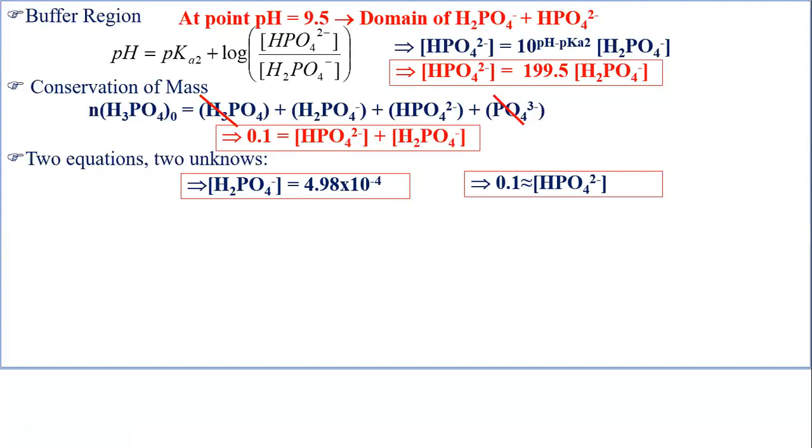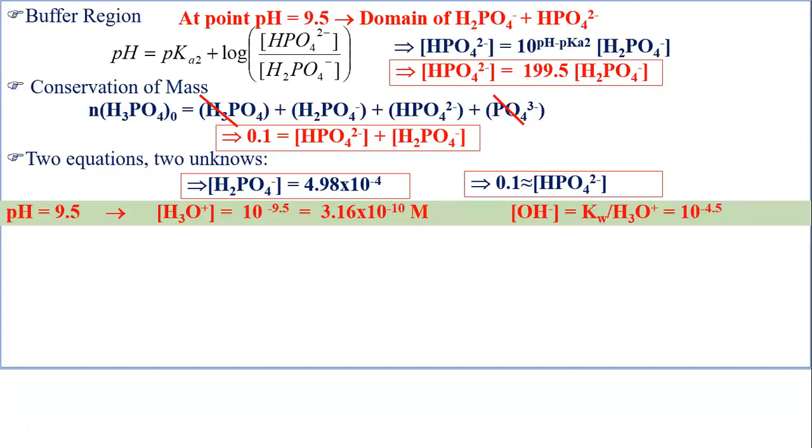Now, if you want all concentration of all the species, well, you have to go a little bit further. At pH 9.5, I could easily get the H3O plus concentration, which is simply 10 to the minus pH. Get that number. Of course, you could also get OH minus if you really want in your solution. That's Kw divided by H3O plus, and get that number, okay? Or if you have pH, you can get pOH, and the concentration of OH is 10 to the minus pOH.